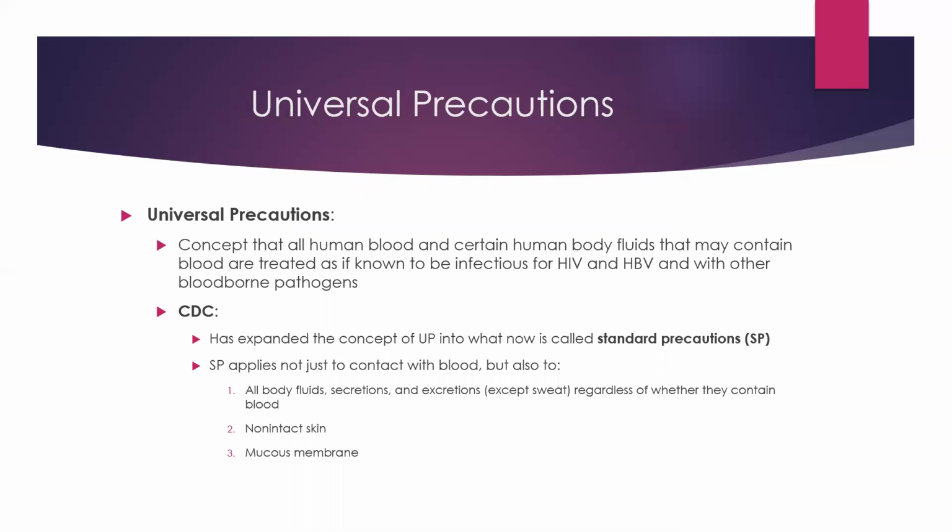Universal precautions. This is something you will practically be the right-hand person of throughout your career. Since I've been practicing dentistry, universal precautions is my middle name. So universal precautions is the concept that all human blood and certain human bodily fluids that may contain blood are treated as if known to be infectious for HIV, HBV, and other blood-borne pathogens. In other words, it's like treating everything as though it is the worst possible disease on the planet.